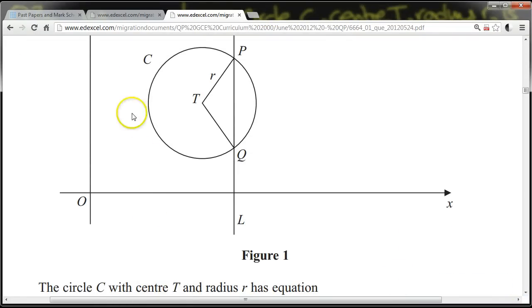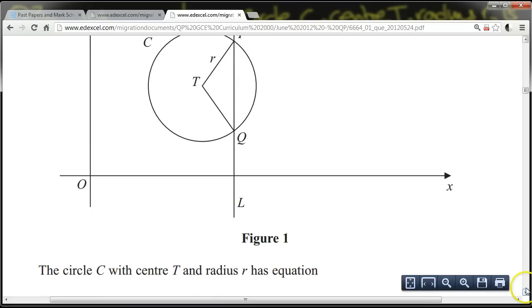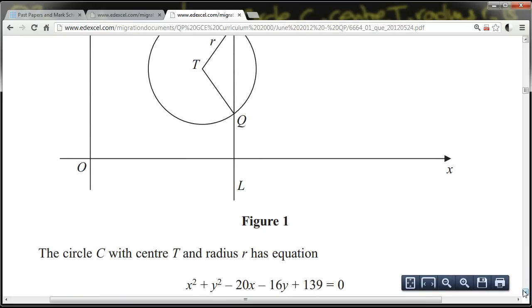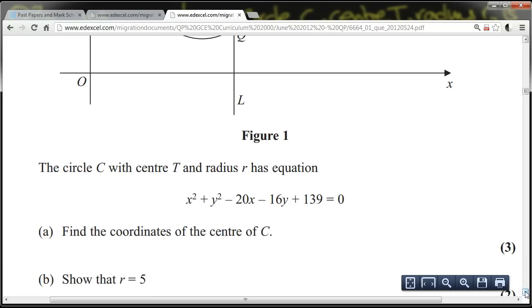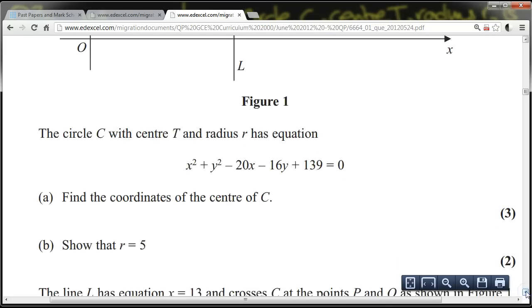The circle C with center T and radius R has equation x squared plus y squared minus 20x minus 16y plus 139 equals 0. Find the coordinates of the center of C. Show that the radius R equals 5.